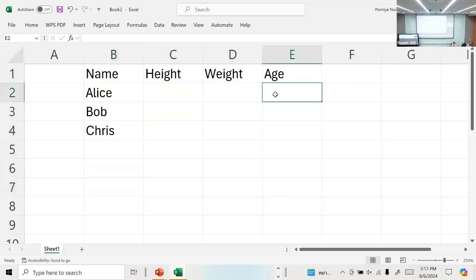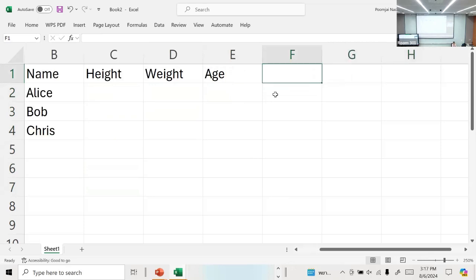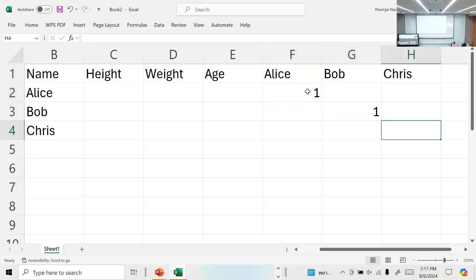Now, what if I want something else? I want something like, does Alice know Bob? I can do this. Alice, Bob, and Chris. Alice obviously knows Alice, so I can put one there, but that means nothing. Let's say Alice and Bob are friends, and Chris doesn't know anybody. That's it. So Alice is a friend of Bob. Bob is a friend of Alice. Right? Does that make sense?